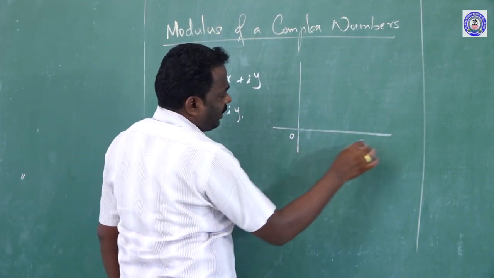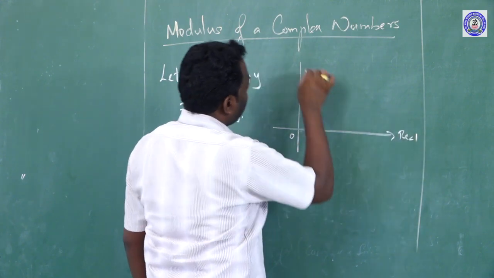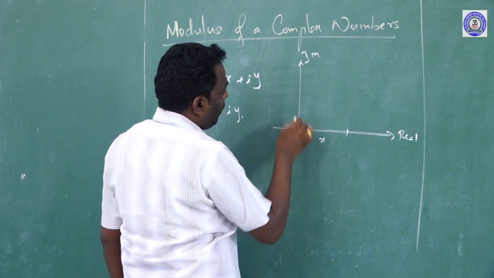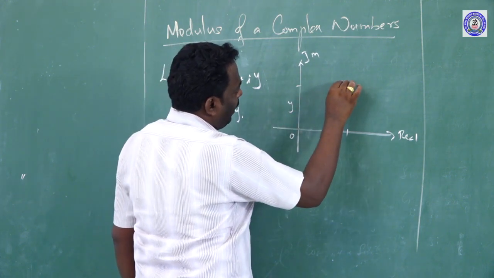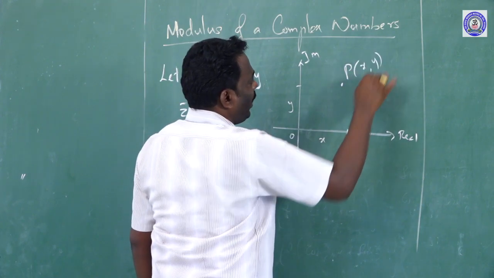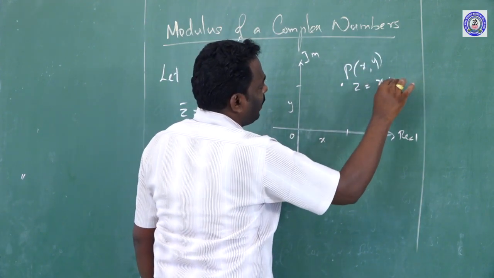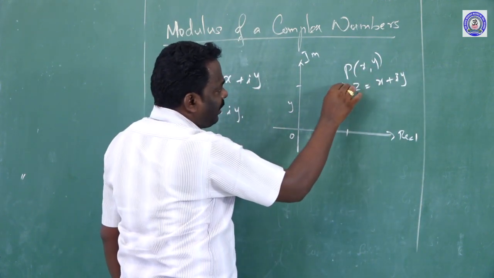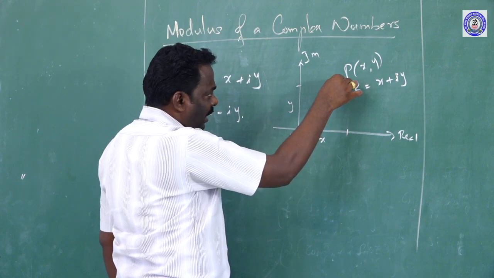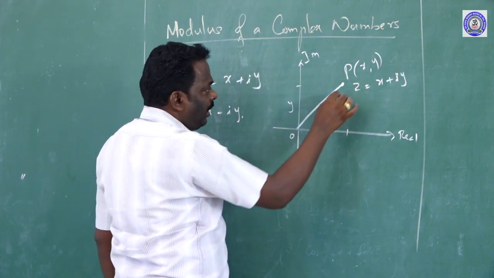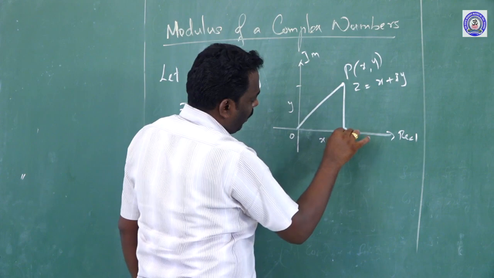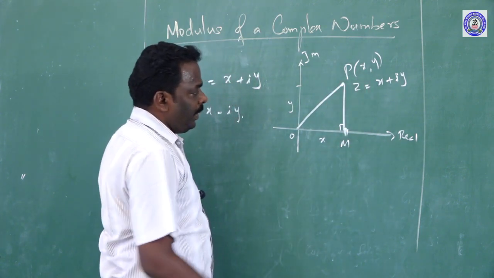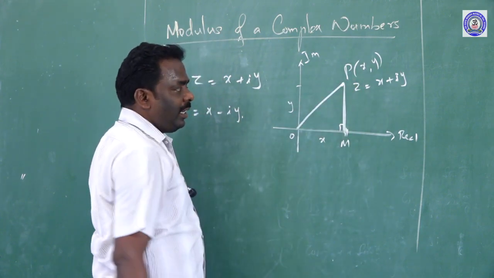So we take the x axis as the real axis and the y axis as the imaginary axis, and we take a point at x distance and y distance, and the point P is defined by (x, y), and z equals x plus iy. It is a complex plane, the Argand plane. From this point, draw a line joining it to the origin, and draw a perpendicular from P to the x axis, meeting at M. It meets at a right angle and forms a right angle triangle.